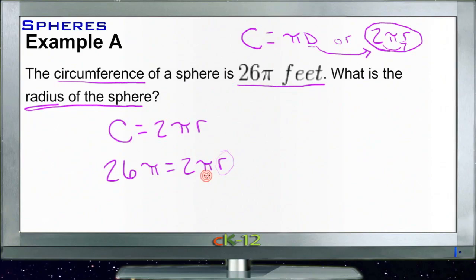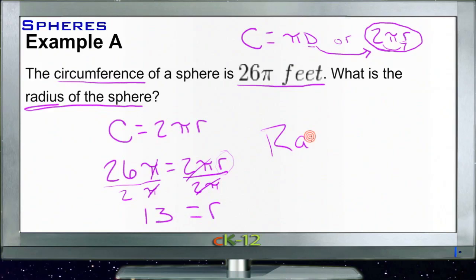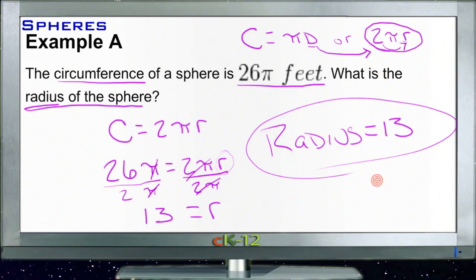R is what we want, so we need to divide by 2 and pi, right? So divide by 2 pi, and that'll cancel over here. We divide by 2 pi over here, and our pi cancels again, and we end up with 26 divided by 2, which is 13. So 13 equals r, so our radius is 13 units. That's pretty slick, pretty easy when you know the formula right off the top of your head. All right, let's take a look at the next one.